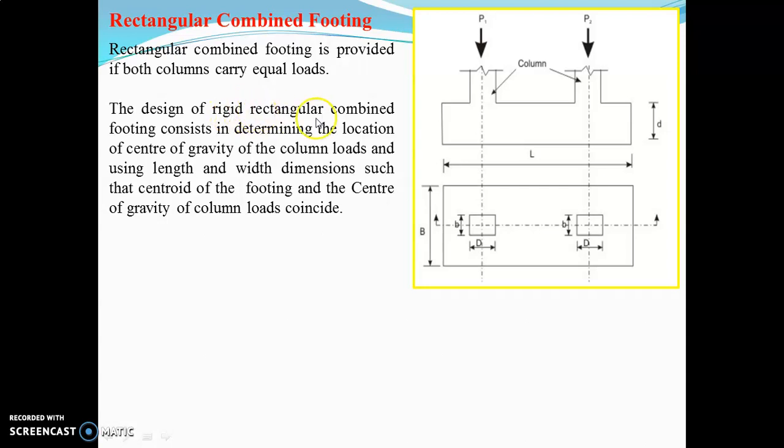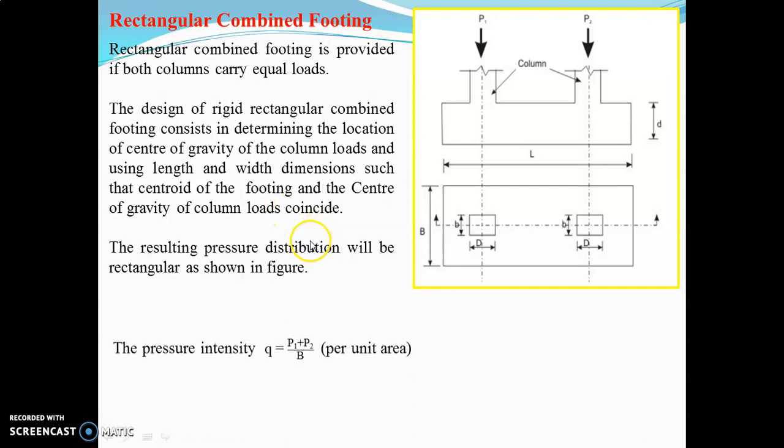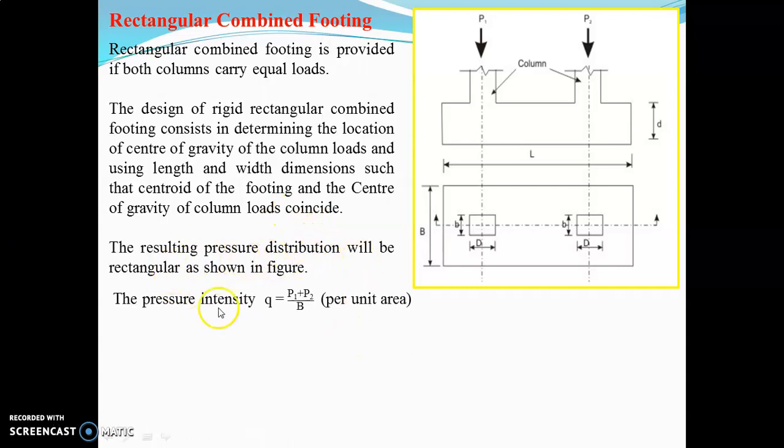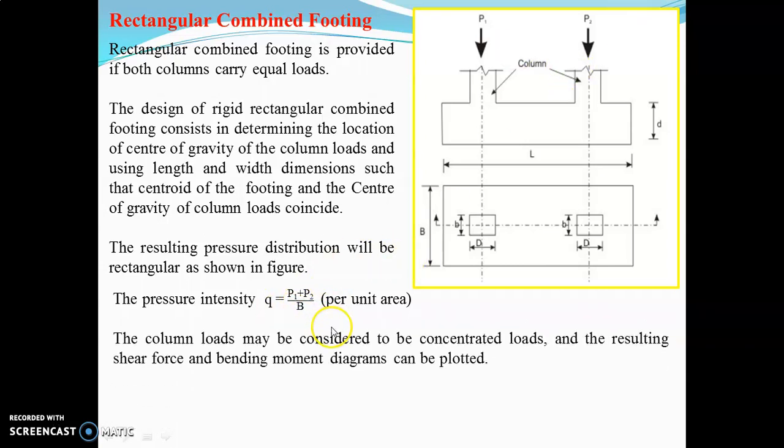The design of rigid rectangular combined footing consists in determining the location of the center of gravity of the column loads and using length and width dimensions such that the centroid of the footing and the centroid of the column loads coincide. The resulting pressure distribution will be rectangular as shown in the figure, and it is calculated by using this equation: q is equal to (P1 plus P2) divided by B per unit area. The column loads may be considered to be concentrated loads, and the resulting shear force and bending moment diagrams can be plotted. Thank you.